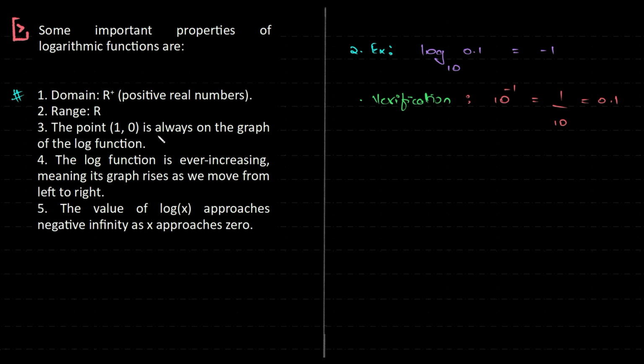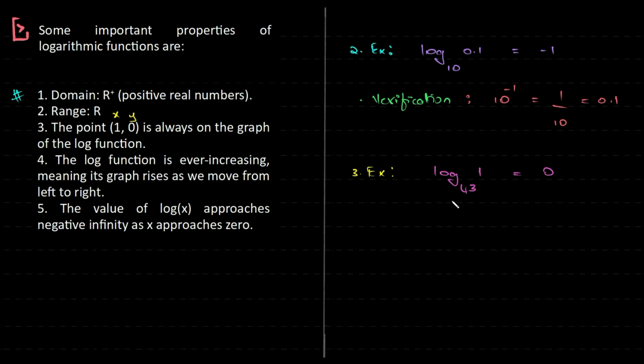The point (1, 0) is always on the graph of the logarithm function. Remember, this is x and this is y. So what they're trying to tell is this. Third point example. Log of 1, in this case the output value is 0 and the input value is 1, and we have this to be equal to 0. Why is it? For whatever base, say 43 also.